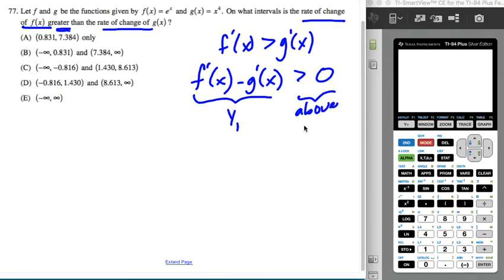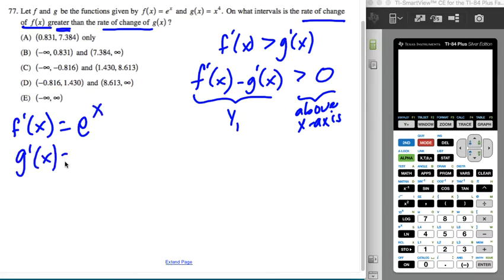That's by far the easiest way to do this, because then you don't have to worry about which curve is which and which one's on top of which other curve. This is much easier. So the part that I have to do is I need to find f prime and g prime. Well, f prime, since f is e to the x, f prime is e to the x. And since g of x is x to the fourth, g prime is 4x cubed. So what I'm going to put in my calculator is e to the x minus 4x cubed. That's going to be my y1.